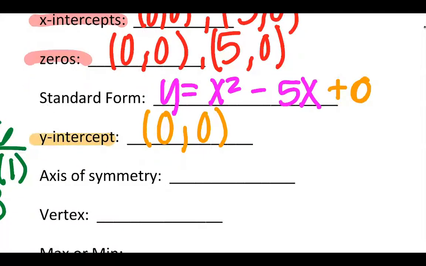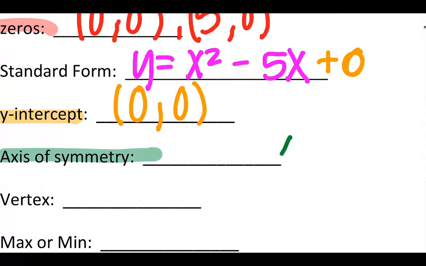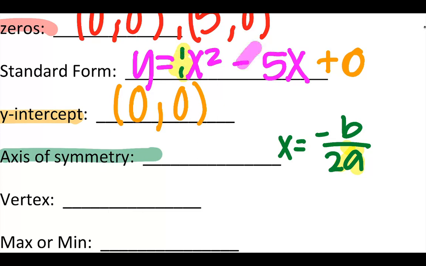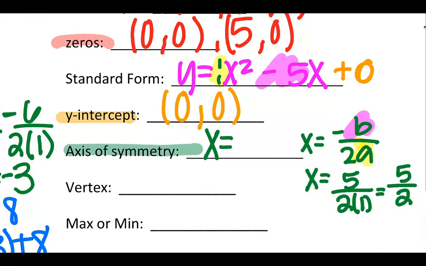Okay, axis of symmetry. Again, I've got to use the negative b over 2a formula. So I've got x equals negative b over 2a. In this case, my a is 1, so imagine a 1 there, and my b is -5. When I plug all that in, I've got x equals -5, which is really a +5, over 2 times 1. So it's really just 5 over 2. So x equals 5 over 2.